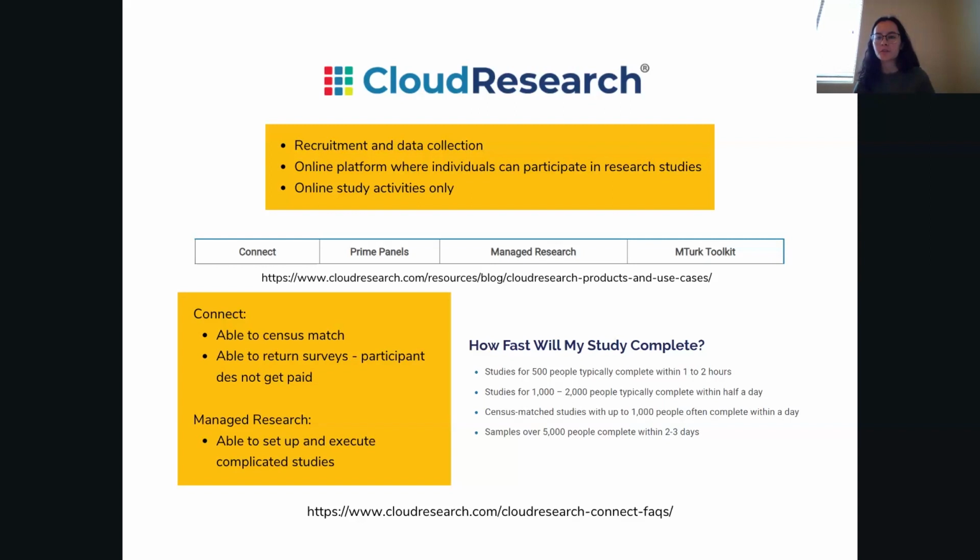Now, Cloud Research services are really quick. On the right hand, I've inserted a screenshot of their estimated completion times for studies. You can see that for studies that need to recruit 500 individuals, they estimate that data collection will be complete in 1 to 2 hours. And for samples over 5,000, they estimate that the study will be completed in 2 to 3 days, which is mind-blowing to me that they can get all these responses as quick as they can. Next slide, please.